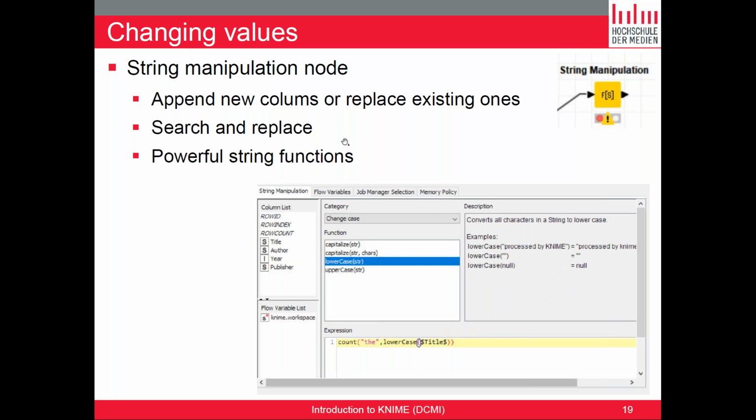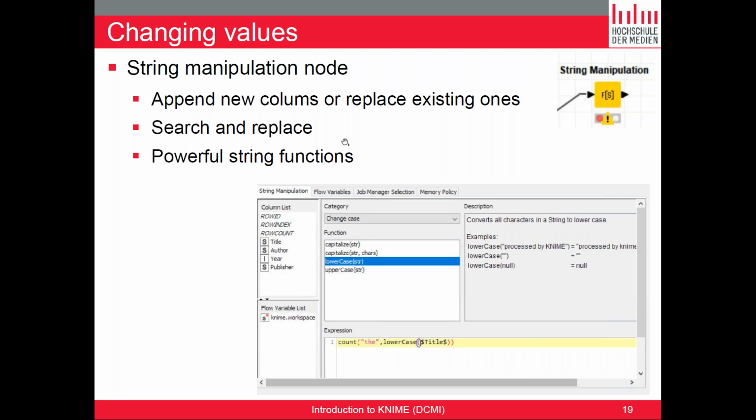Another very common thing to do with data is manipulating strings. And as you would imagine, KNIME brings a very powerful node for string manipulation. This node can either work in place by replacing existing data, or it can append new columns with the new information. It brings very powerful string functions that are very similar to the functions you'd expect in a full programming language like Python or Java, but also simple search and replace and other functions with it.